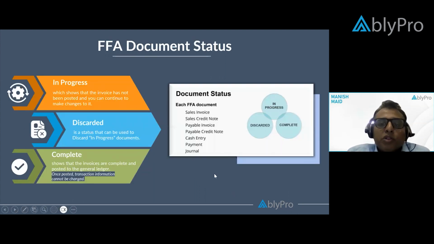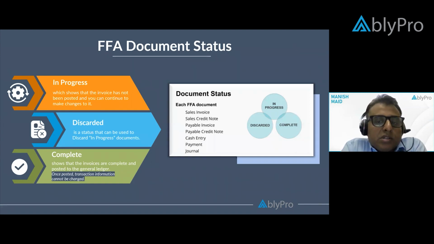Now, let's move to the other part of the presentation. That is your FFA document status. Now, when we are talking about documents, there are 7 main document types in the system right now in FinancialForce, and that covers each and every aspect of the financial transactions which need to be created in any financial software.